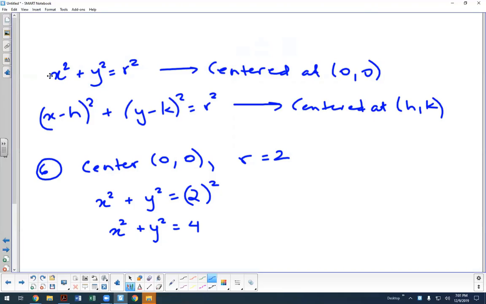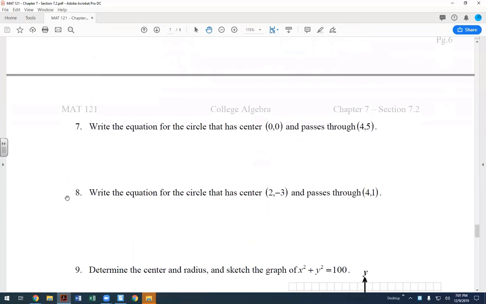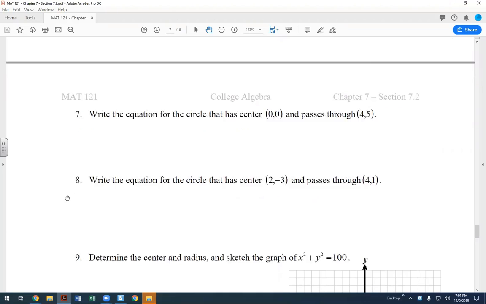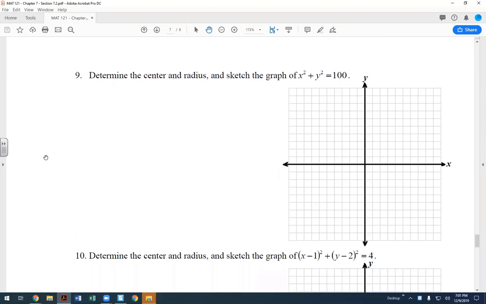Okay, don't worry about 7 and 8 because I'm not giving you those examples. We did actually talk about these in chapter 1 where you had to use the distance formula, but we're not going to worry about that for chapter 7 here. So let's actually get into these graphing examples. They're saying determine the center and radius and sketch the graph.